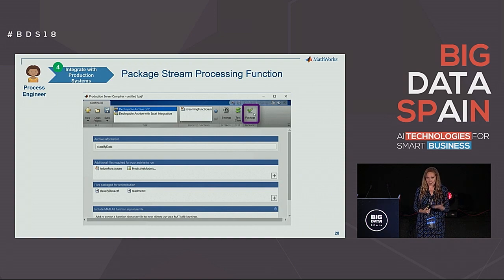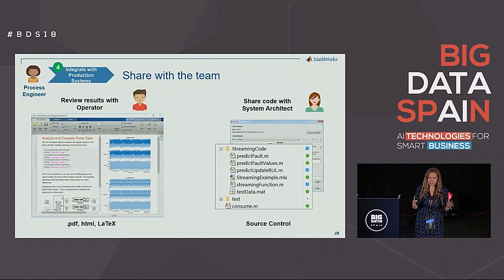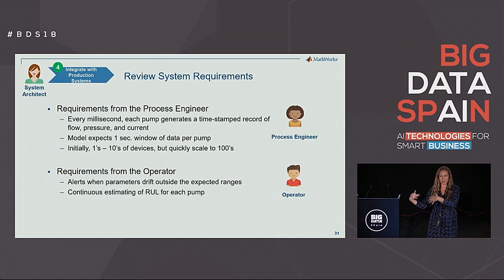At this point, I package up what I've done. I take my streaming function and any dependencies; it'll find these in the app. And then I pass this along to Jim. Before I do that, I want to make sure I check in with everybody. With the operator, I want to share the results, so I need to make sure the data look right and the fault values look reasonable. And then with the system architect, I can just push the code using source control, no big deal. Now I'm going to turn it over to Jim, who's going to walk you through building this out in the architecture. Okay, thanks, Heather.